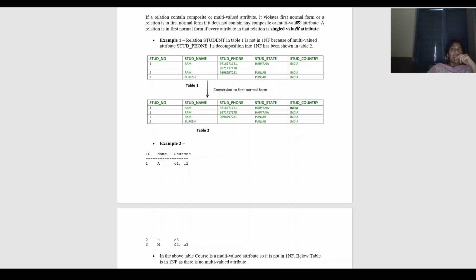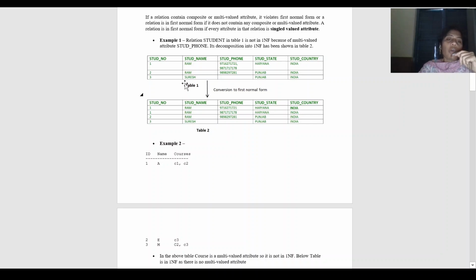Only then is this called first normal form. See here, one table is there.